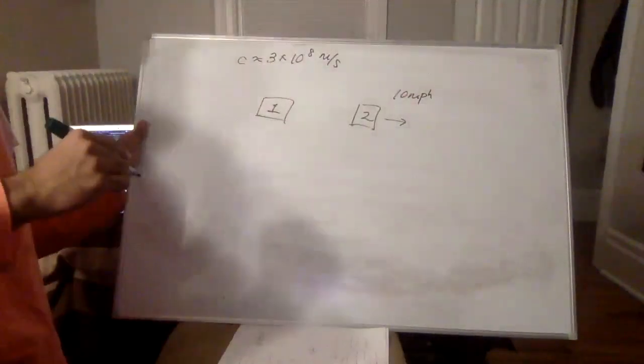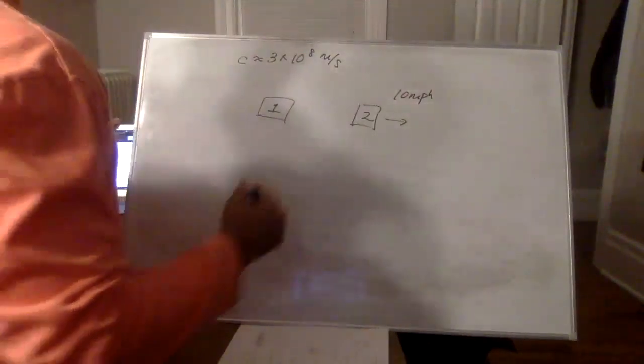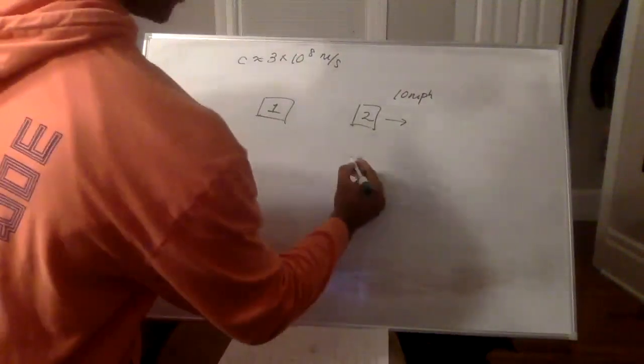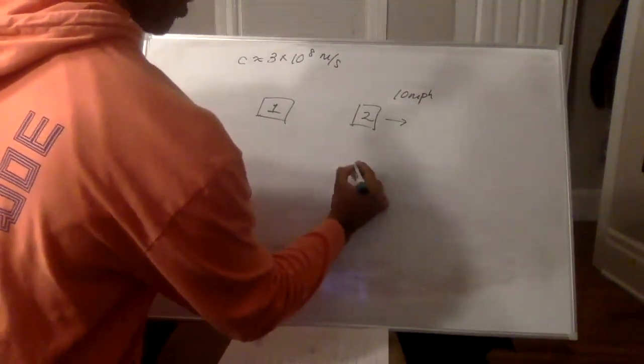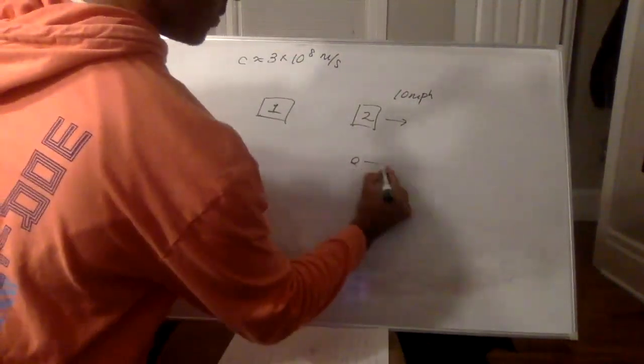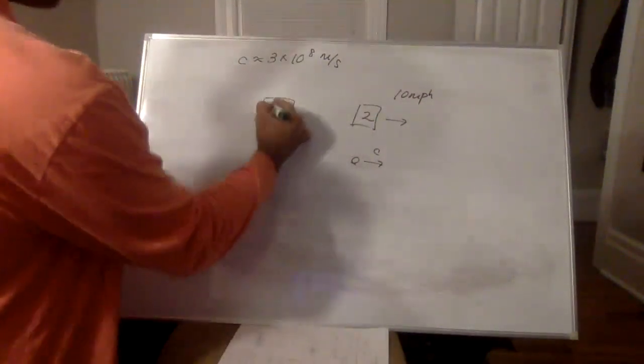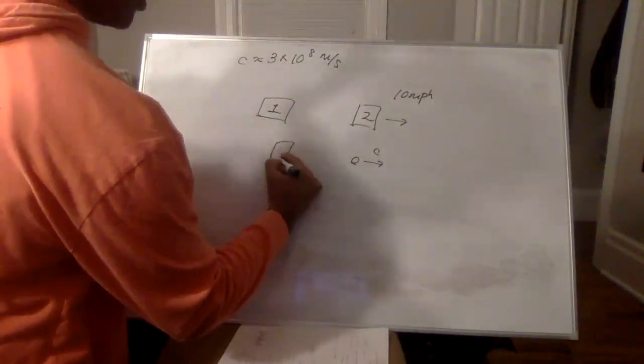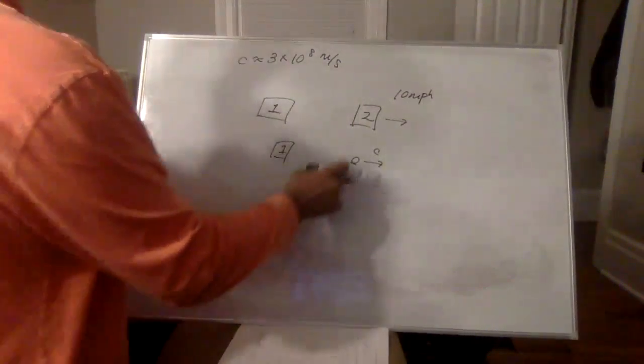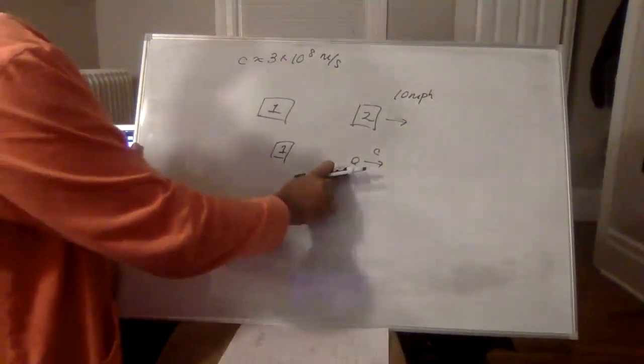But this isn't the case with the speed of light. Say we have an object moving at the speed of light, a particle of light, a photon, moving at c. No matter how fast car 1 is moving, this object is going to appear to move at c.